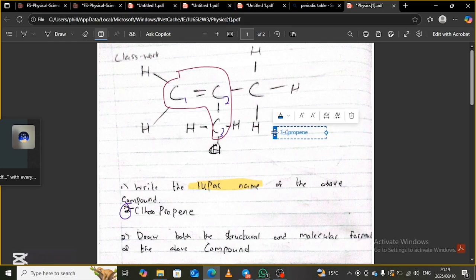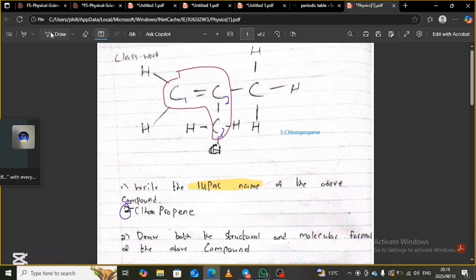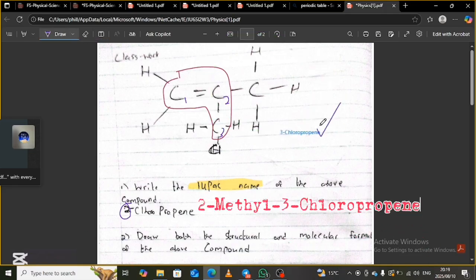And so it's going to be 3-chloropropene. And mind you, we still have the branch. We still have the branch that is found on carbon number 2, which is 2-methyl-3-chloropropene.